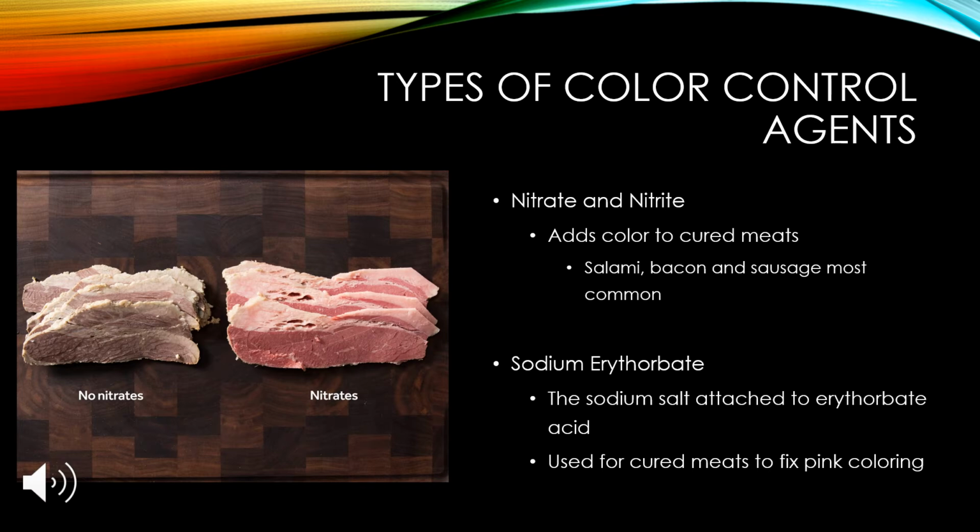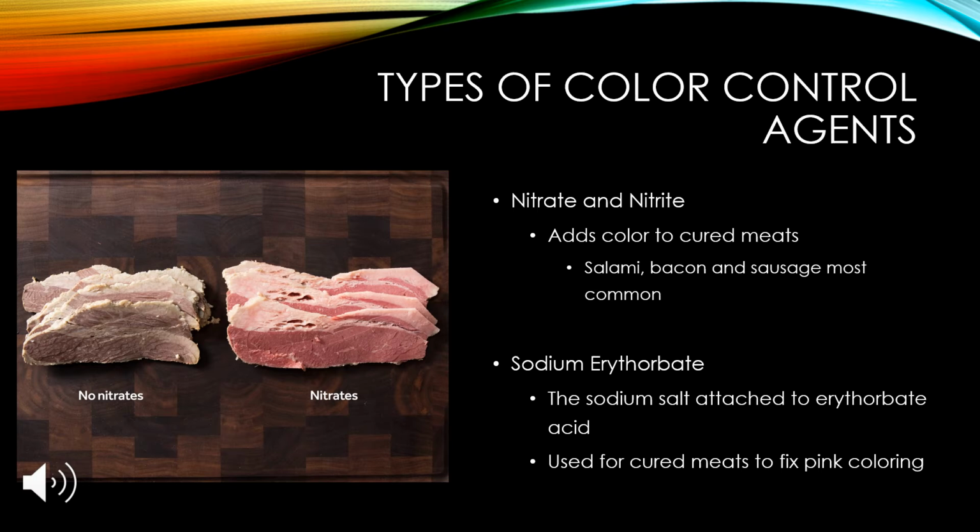These are used in salami, bacon, sausage, and other cured meats. The way it works is the nitrites will react with the meat and form nitric oxide. Then this will react with the heme compounds in the meat, forming nitrosomyoglobin. This is the pink pigment in meat.